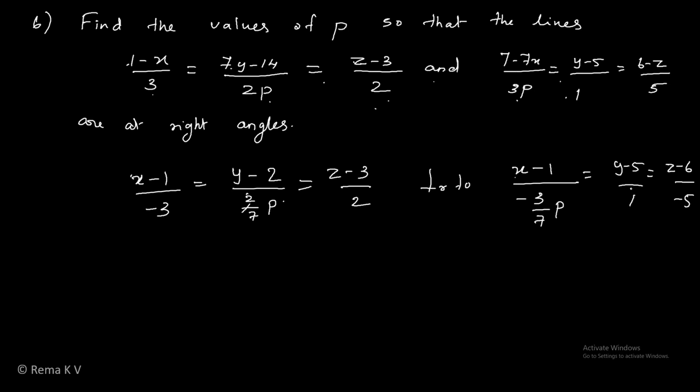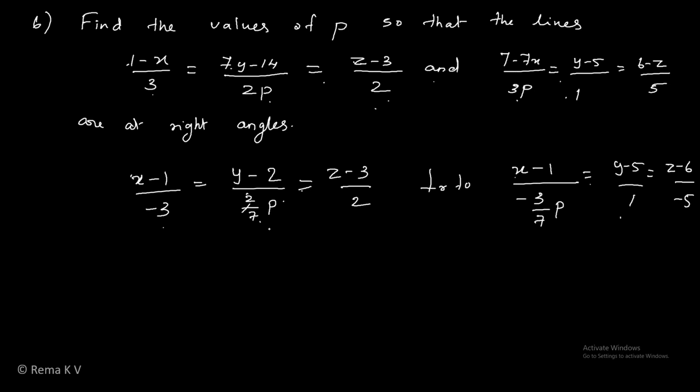Okay, these two are perpendicular. Now this is in standard form: x minus x1 by a1 equals y minus y1 by b1 equals z minus z1 by c1, perpendicular to x minus x2 by a2 equals y minus y2 by b2, which is equal to z minus z2 by c2.